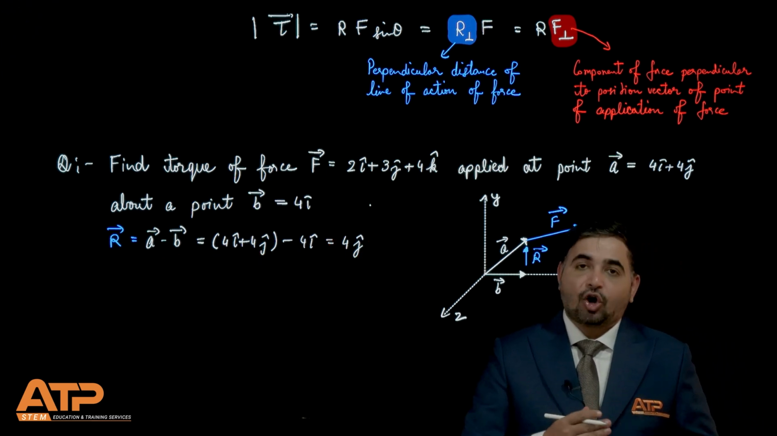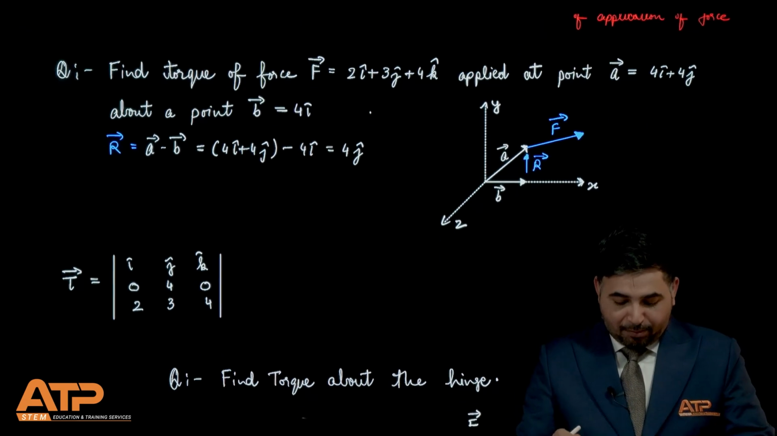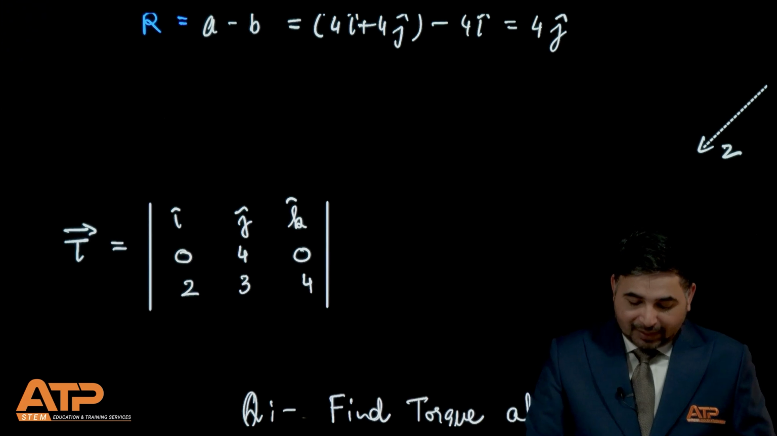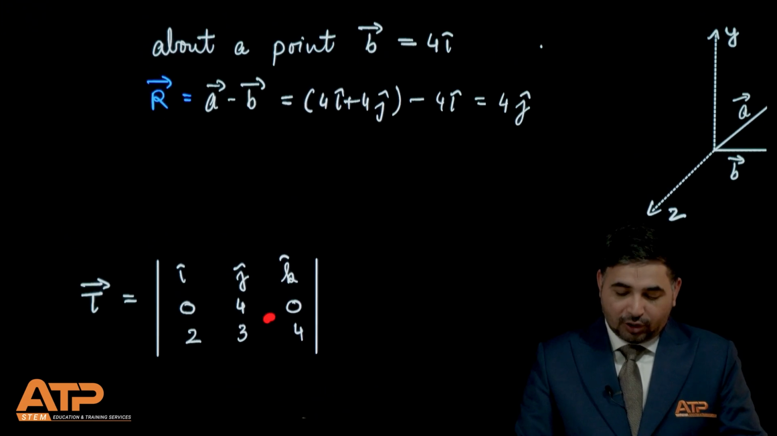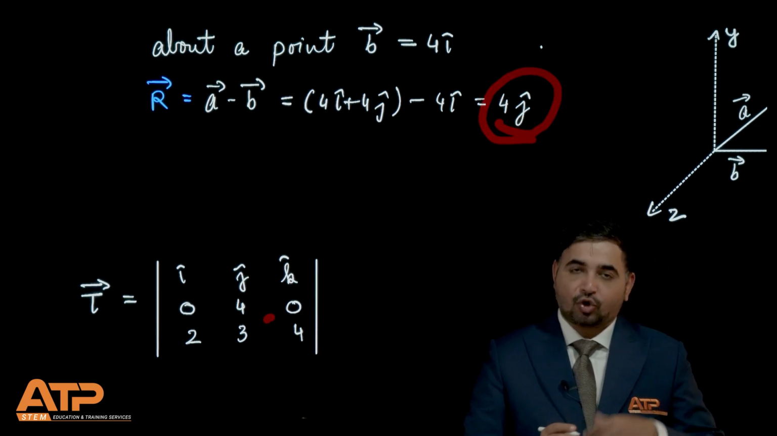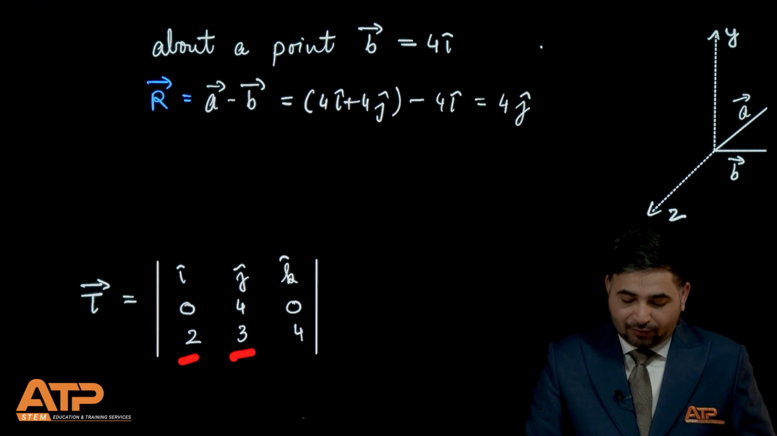So while finding torque, when we do R cross F, we have to use our matrix method: i, j, k; 0, 4, 0. Why 0, 4, 0? Because this is just 4j cap. So i is 0, k is 0. And the force vector is 2, 3, 4.